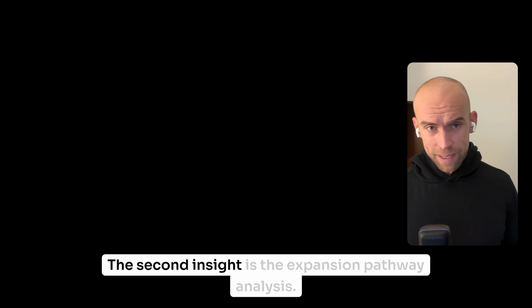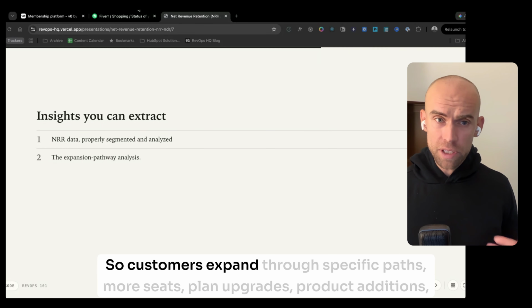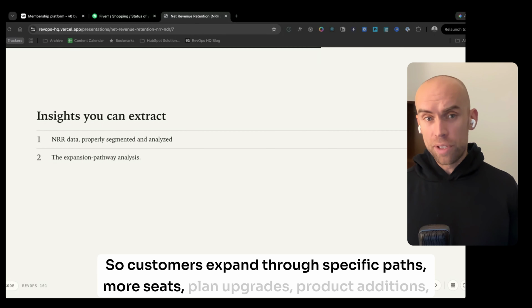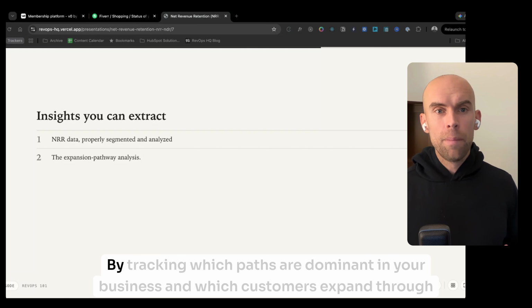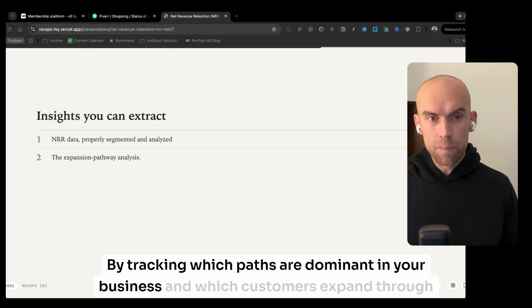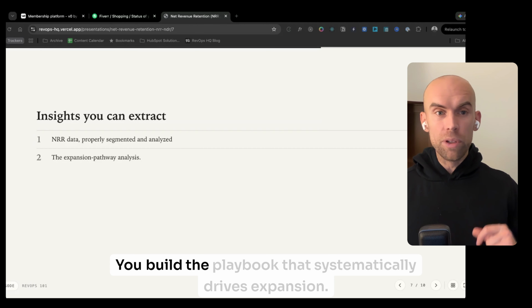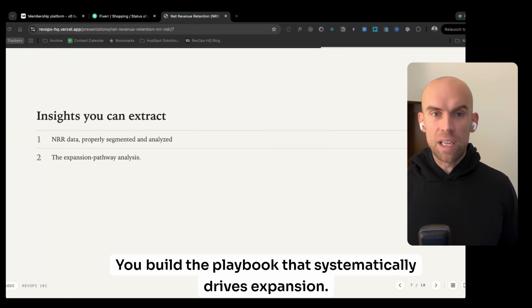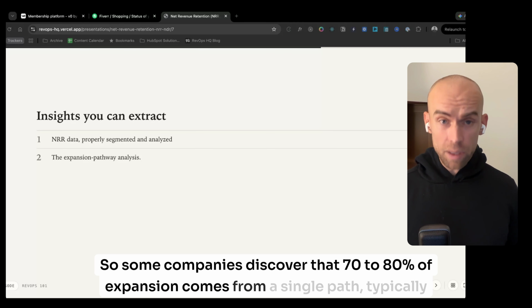You could do this in HubSpot. The second insight is the expansion pathway analysis. Customers expand through specific paths: more seats, plan upgrades, product additions, usage-based expansion. By tracking which paths are dominant in your business and which customers expand through which paths, you build the playbook that systematically drives expansion. Some companies discover that 70 to 80% of expansion comes from a single path.